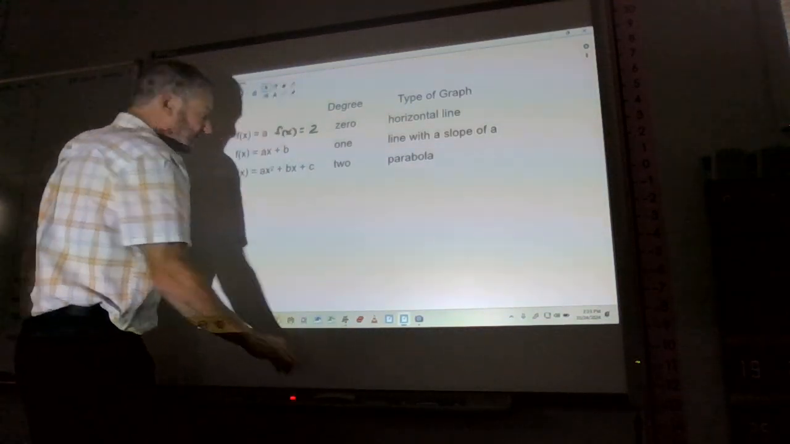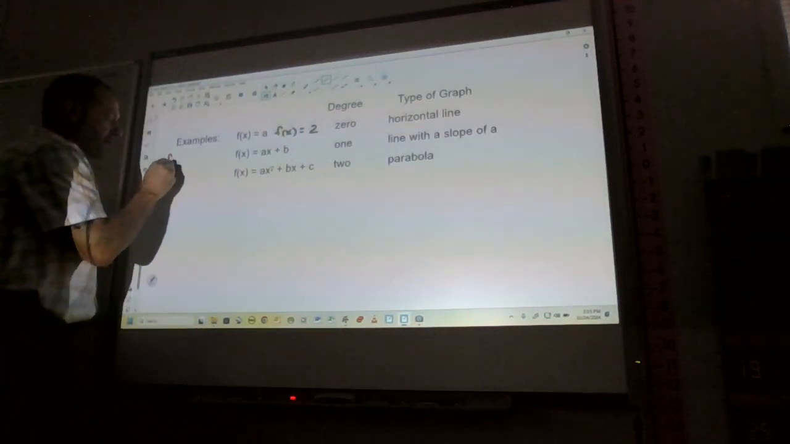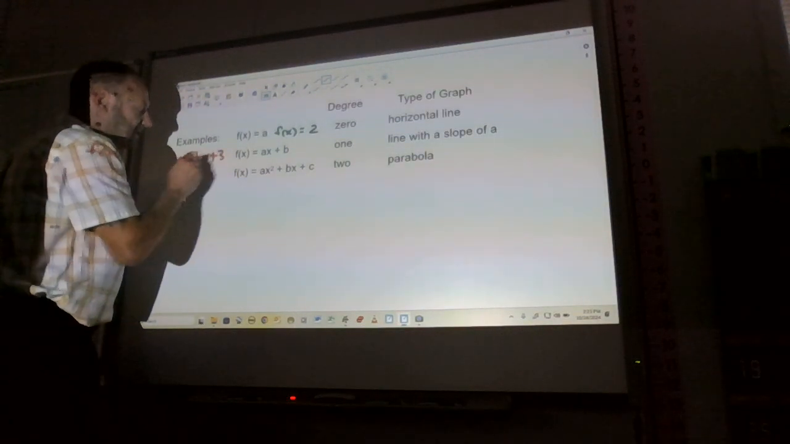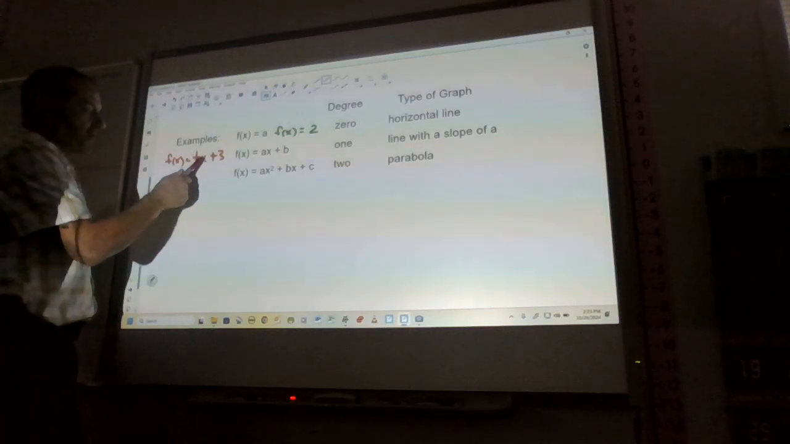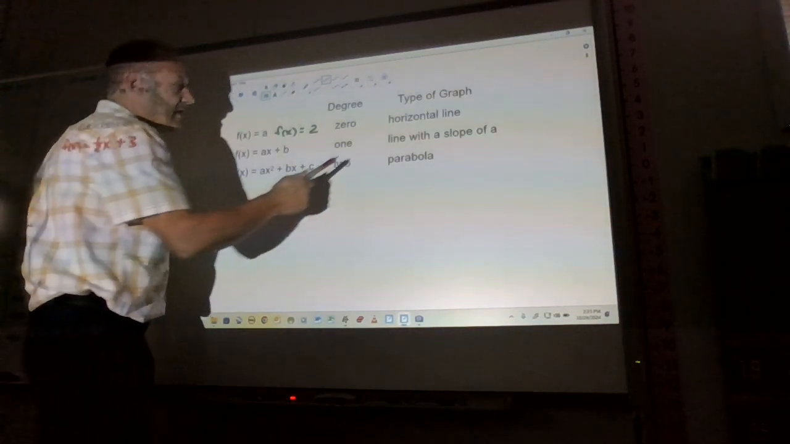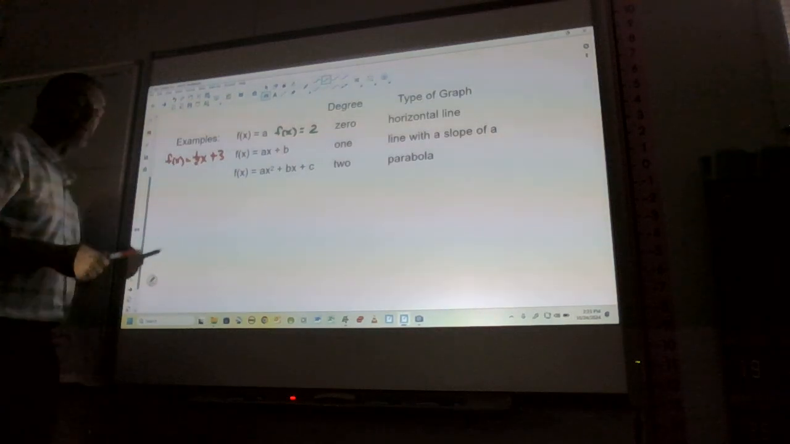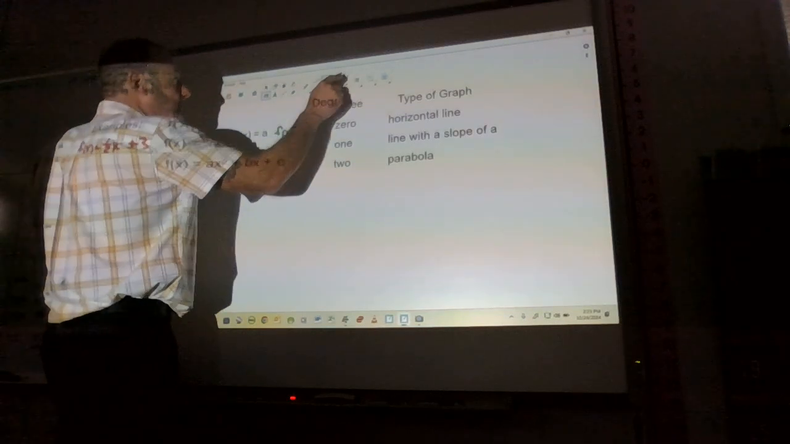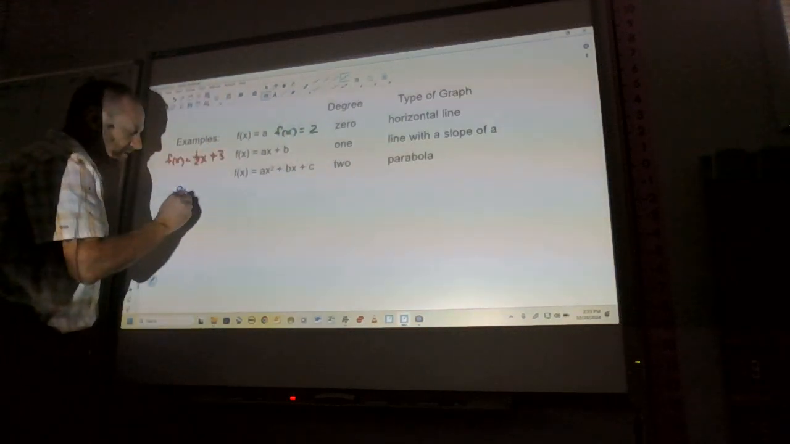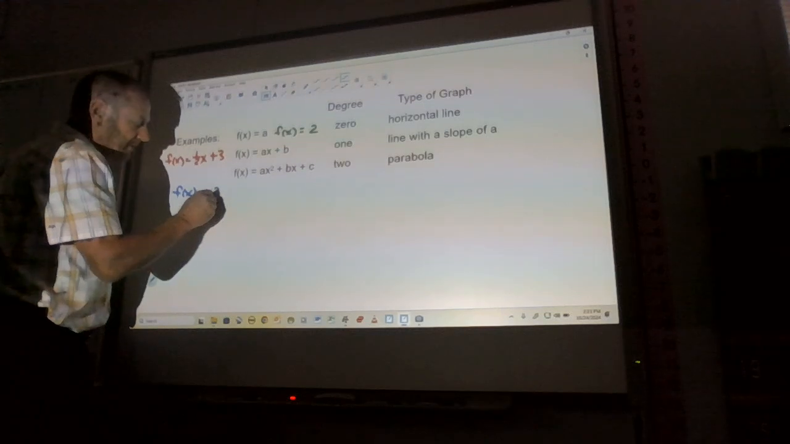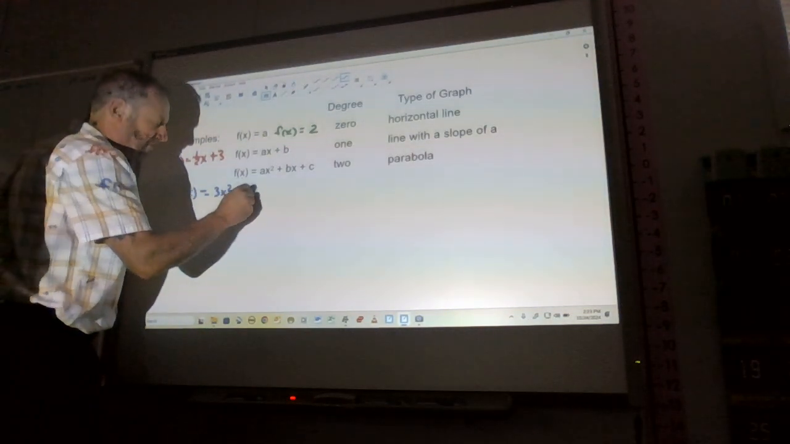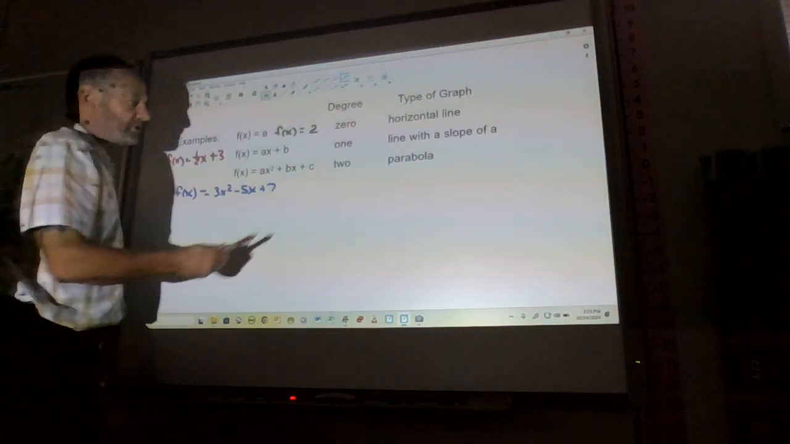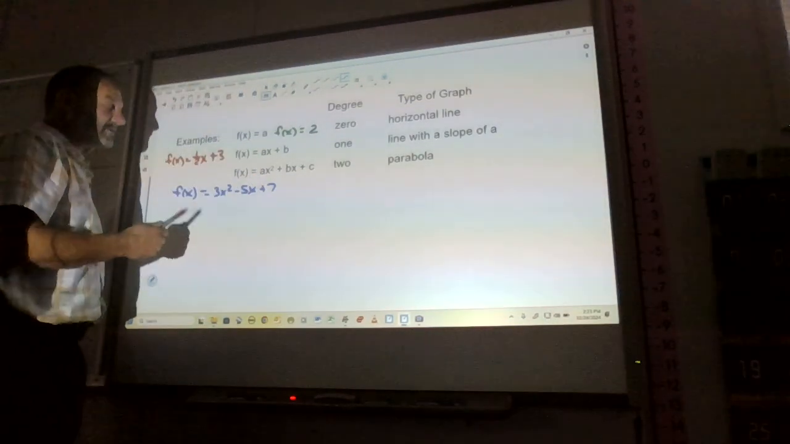We can do things that look like f of x equals 1/2 x plus 3. That is degree 1 because my biggest power of x is 1. That's a line with a slope of a, in this case a slope of 1/2. I can do f of x equals 3x squared minus 5x plus 7. That's degree 2 because the biggest power is 2, and that's a parabola. It's going to be some U-shaped thing.